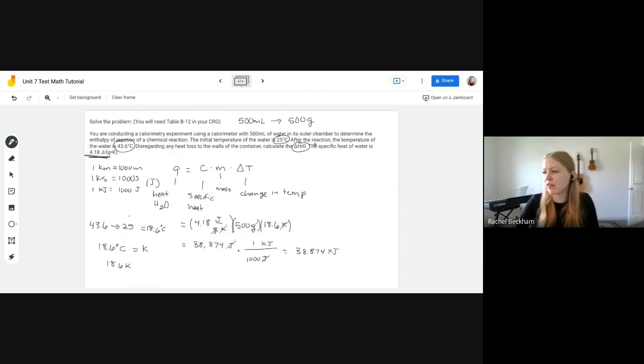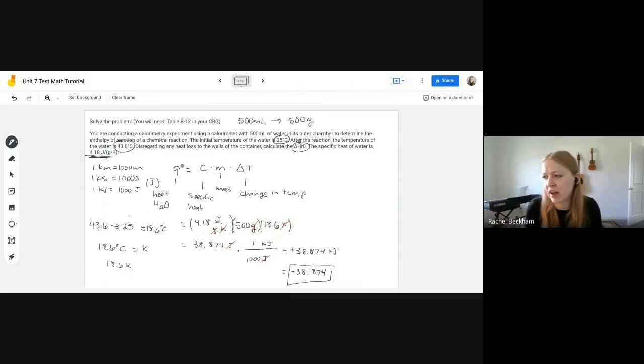Last thing, this represents the heat of the water. The question asks us to find the heat of the chemicals reacting in the water. So if the water is getting warmer, if it has a positive change, it's only because the reaction gave that amount. So you're going to flip the sign because we want to look at it from the perspective of the reaction. So it's going to be negative 38.874. So whatever answer you get, flip the sign because we want to look at it from the perspective of the opposite thing, not the water, but the reaction.